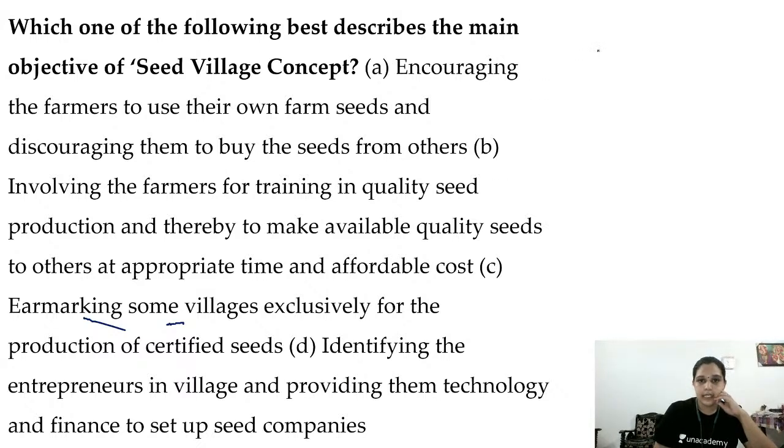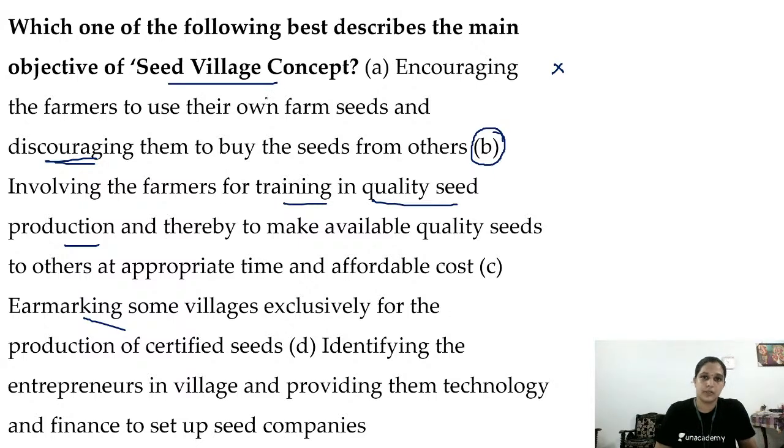See here, first statement, encouraging the farmers to use their own farm seeds. No, that is definitely not the answer because it is not conceptually right. Encouraging the farmers to use their own farm seeds and discouraging them to buy the seeds from others. These kinds of negative statements, you can eliminate them. Discouraging them to buy the seeds. We encourage, we don't discourage. We create some motivation camps or something like that. So this will not come. Involving the farmers in training in quality seed production and thereby making seeds available. Yes, this is the answer. And the seed village concept was a current affair also.